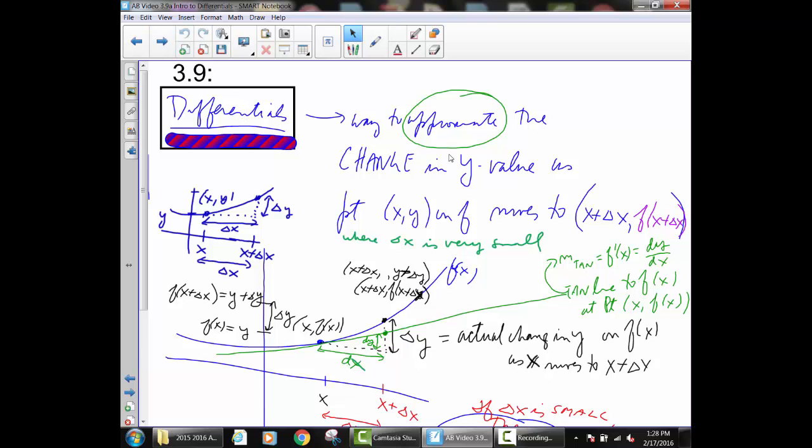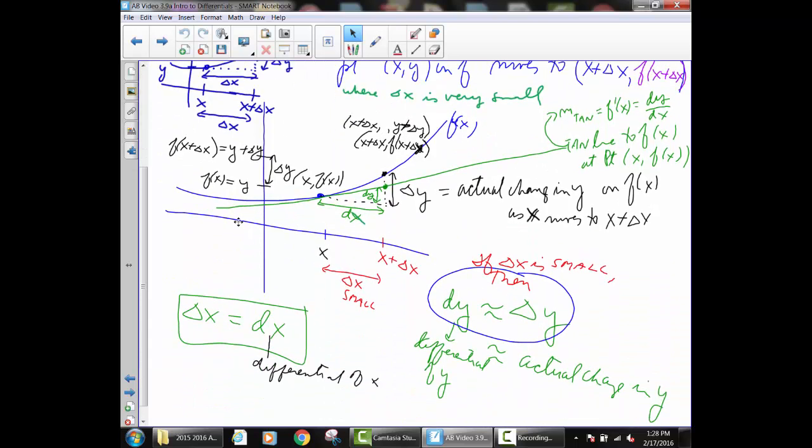Okay, so differentials is a way to approximate the change in the y value as you move from the point x, y on the graph of f to a point x plus delta x, comma f of x plus delta x, where delta x is very small.